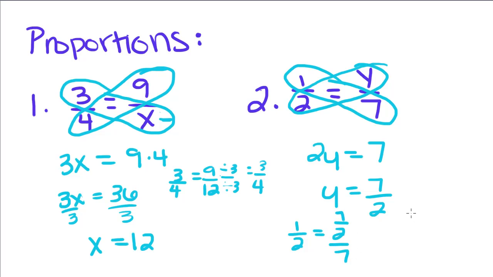divided by 7. So if you remember our rules for dividing fractions, we keep the top, change the sign to multiplication, and flip the fraction. So we take 7/2, multiply it by 1/7. The 7's cancel, and 1/2 indeed equals 1/2.